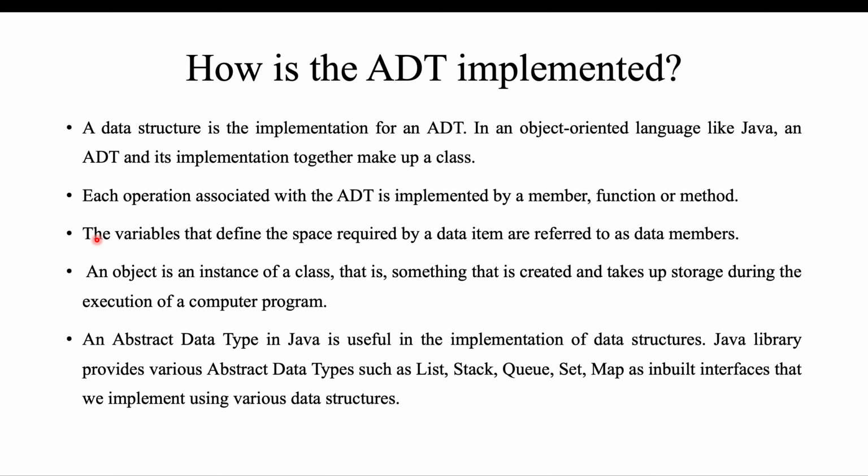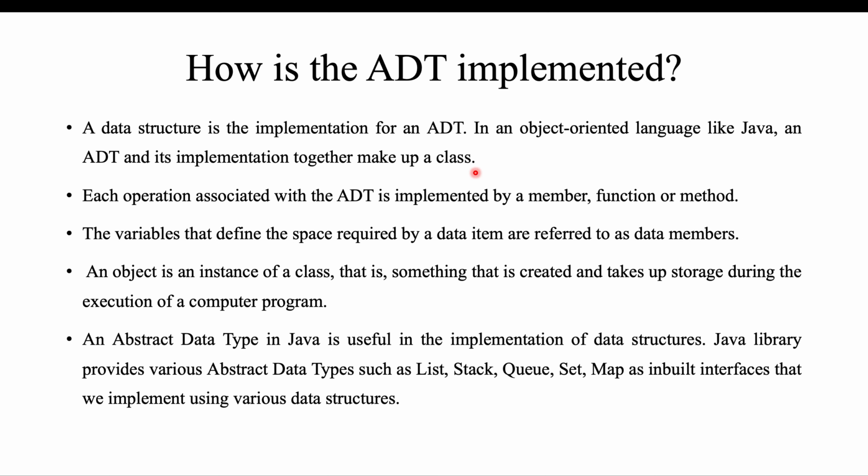Now, talking about abstract data type implementation, we have to follow a data structure which deals with the implementation of an abstract data type. In an object-oriented language like Java, an abstract data type and its implementation together make up a class.